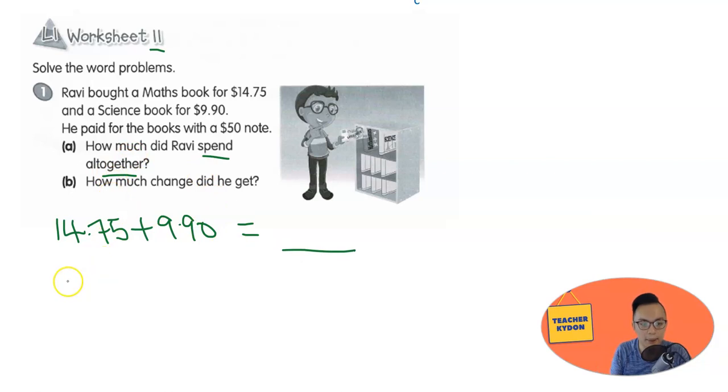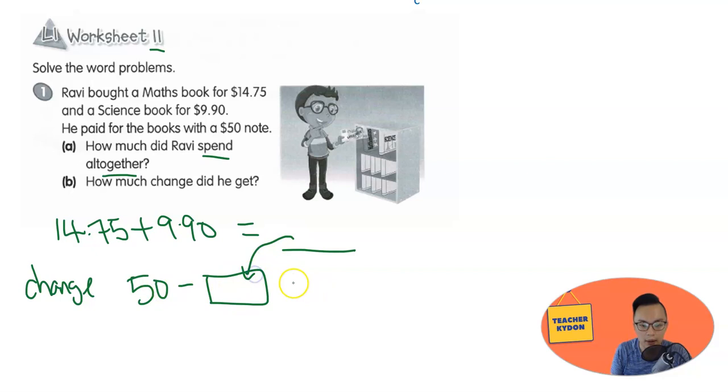He paid for the books with a $50 note, so you need to take $50. I like to write the word here. Okay, write the word change. And then he paid for the books with a $50 note, so $50 minus away this one. Put the number here, equals to, that's your answer over here.